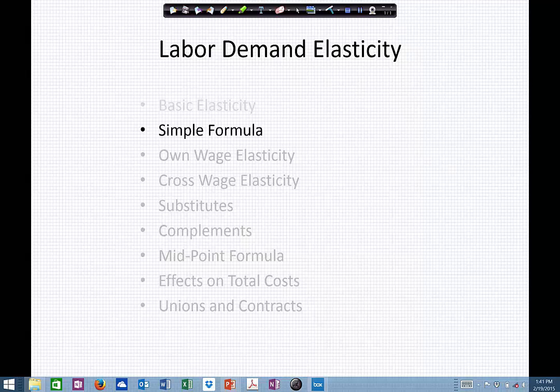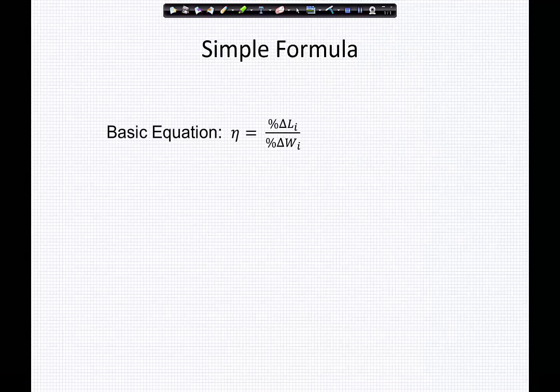As we continue our module on labor demand elasticity, we'll now take a look at the simple formula for calculating the elasticity of labor demand. We'll differentiate that from the midpoint formula, which we'll focus on in another segment later in this module. So let's take a look at the basic formation of this equation.